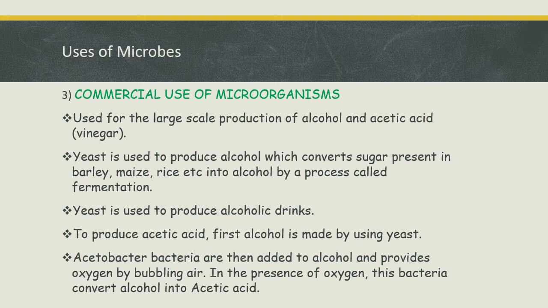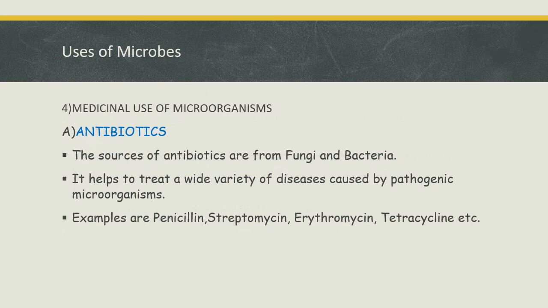This Acetobacter bacterium requires aerobic conditions to grow, so we have to bubble air to provide oxygen. Thereby, Acetobacter converts the alcohol into acetic acid. The fourth use is medicinal use for antibiotics and vaccines. Antibiotics are helpful for the treatment of infections caused by fungus and bacterium. We have different types of antibiotics: penicillin, streptomycin, erythromycin, tetracycline, etc. Penicillin is one of the first antibiotics, discovered by a scientist named Alexander Fleming.